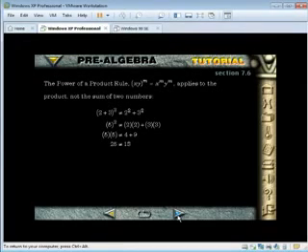The power of a product rule, (x times y)^m equals x^m times y^m, applies to the product, not the sum of two numbers. (2 plus 3) squared is not equal to 2 squared plus 3 squared. 5 squared is not equal to 2 times 2 plus 3 times 3. 5 times 5 is not equal to 4 plus 9. 25 is not equal to 13.